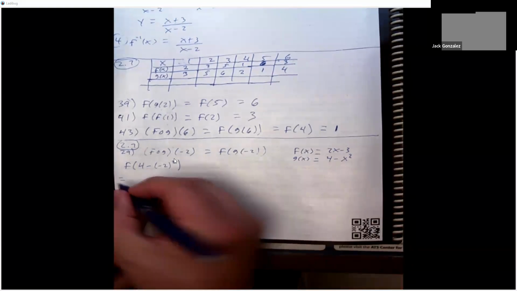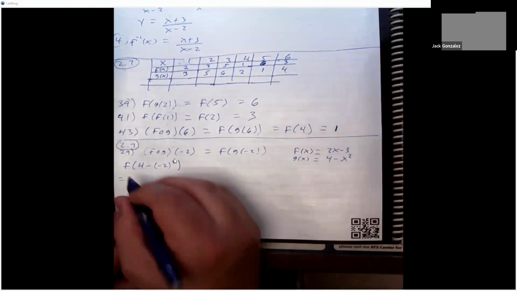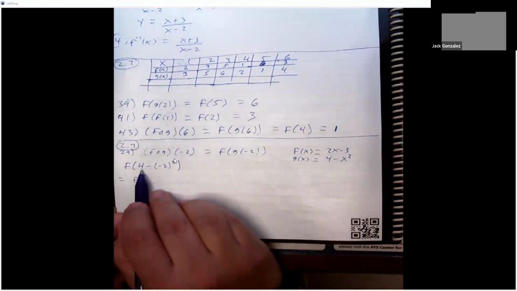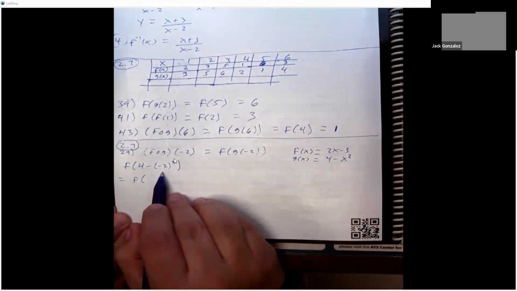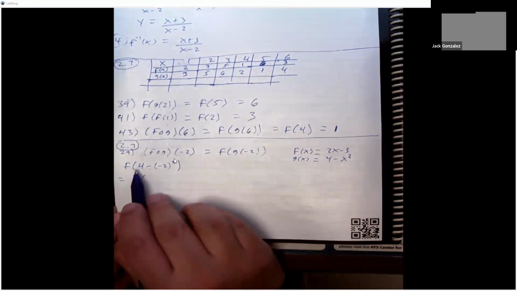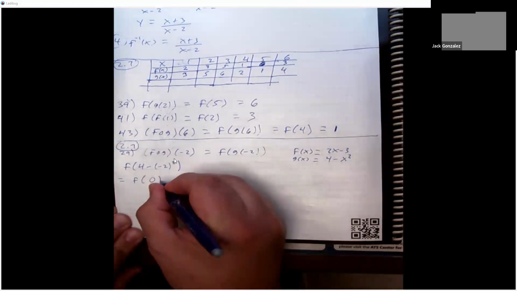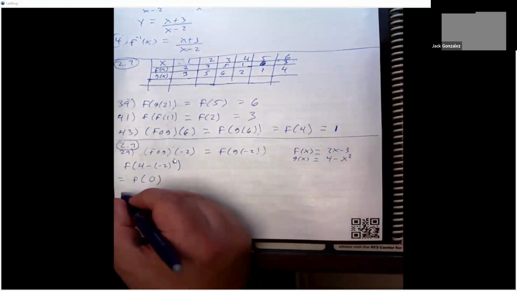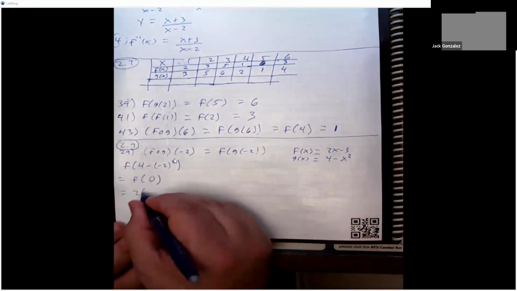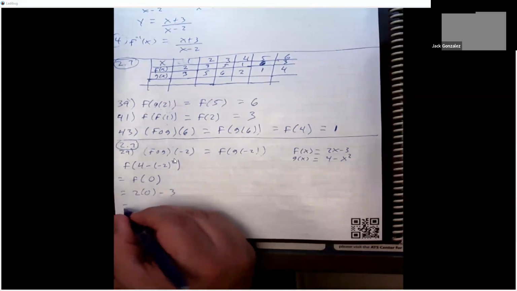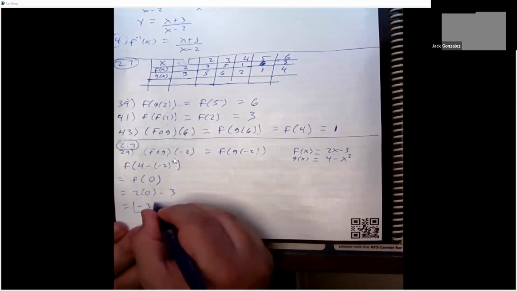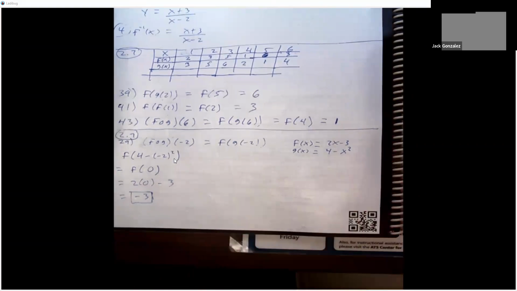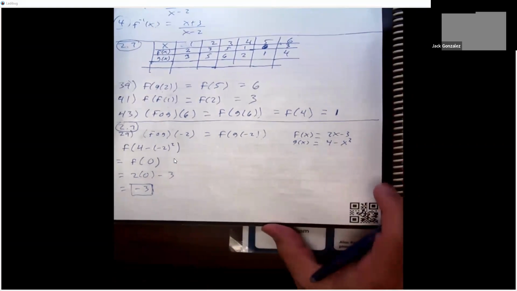Find that result. Similar to what we did up here, except they didn't give us the answers, we need to find them ourselves. So this becomes 4 minus 4, right? Just -2 squared is 4. 4 minus 4. So now 0 goes into here. That will be 2 times 0 minus 3. That makes sense? Any questions on that?